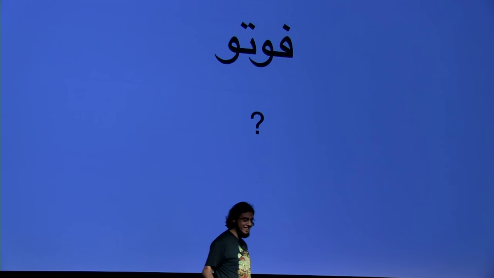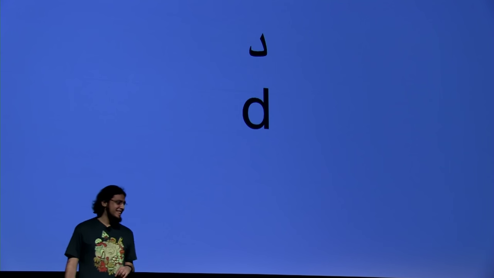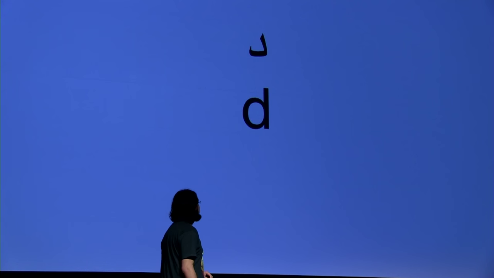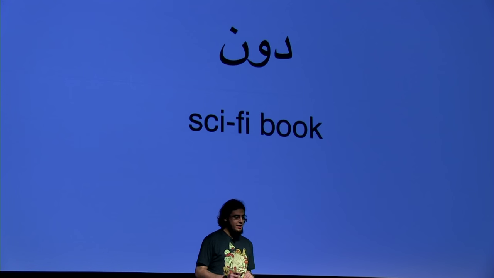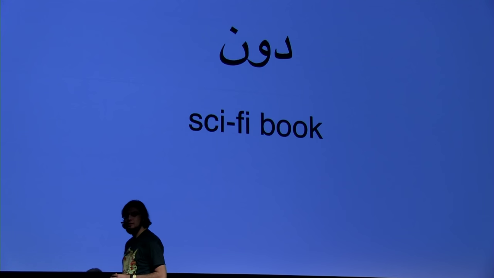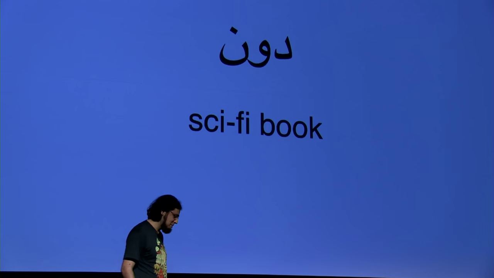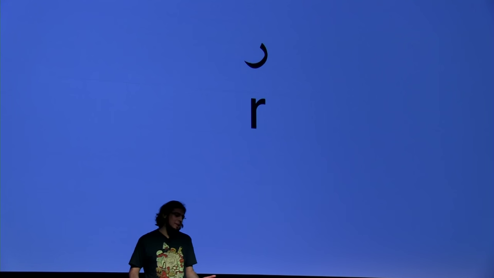This is good. This is exciting. Hey, let's try a new character again. This is the Del. It's pronounced D, okay? So let's try this book. All right, that was okay. Should have known that would have been an easy one.